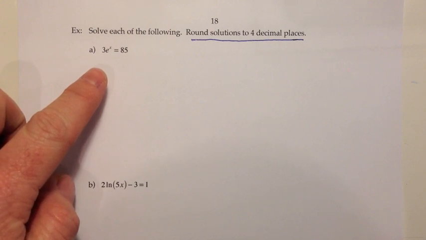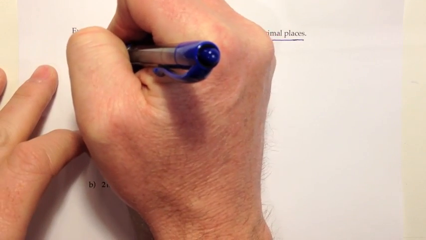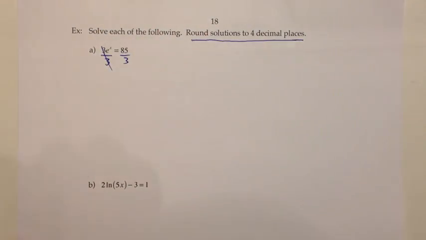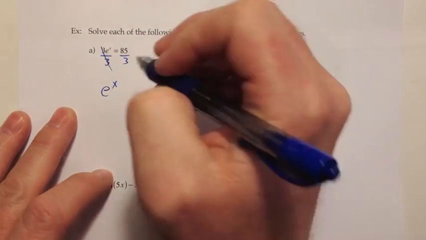So here we have 3 times e to the x equals 85. And just like we saw in the previous section, 11.3, if you're trying to solve for an exponent, then the first step is to get the base by itself. So since our base e is being multiplied by the 3, my first step would be to try and get rid of that 3 by dividing 3 into both sides. When I do that, that cancels on the left and I get just e to the x.